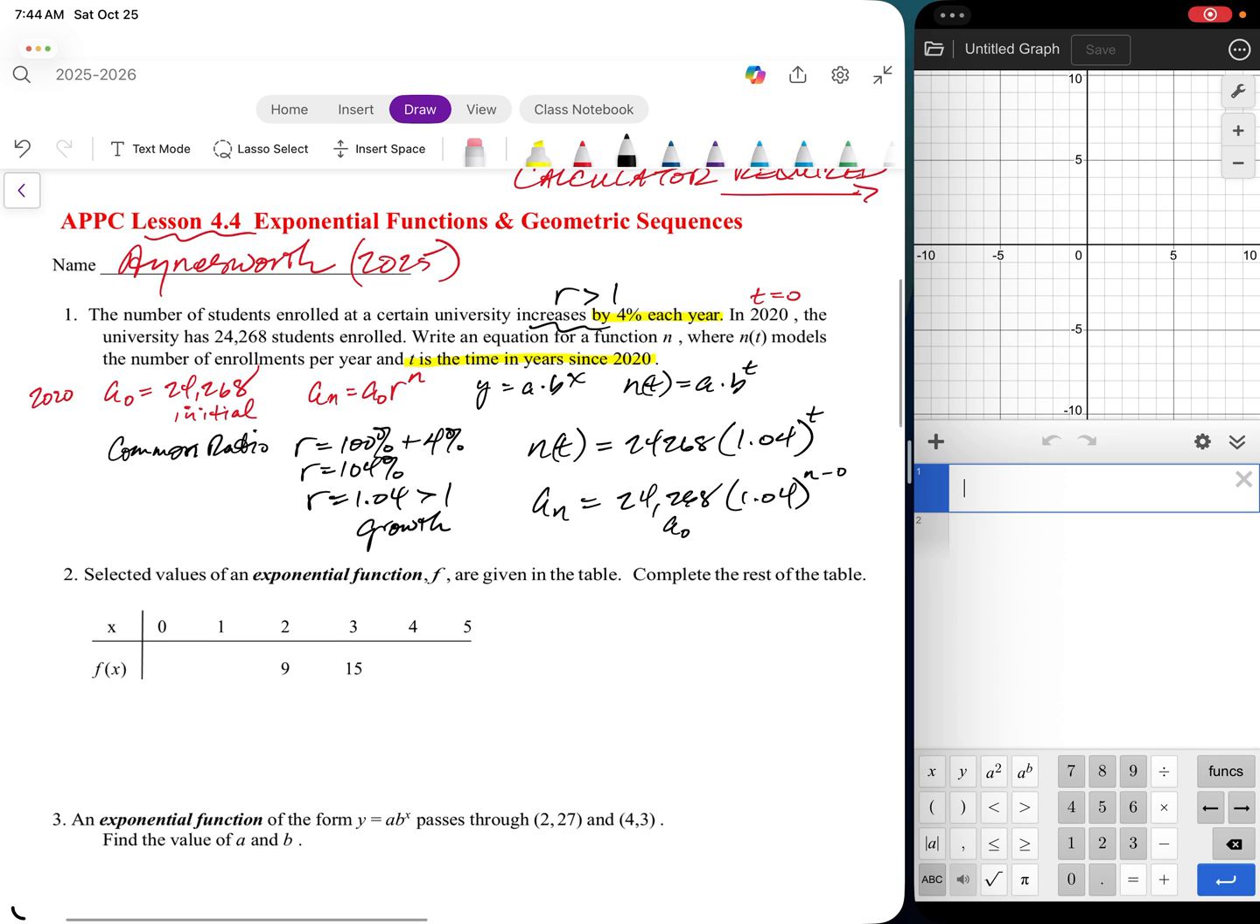So that's simple. It's an increase of 4% per year, so our growth rate, our common ratio, is 1.04, coming from 104%. Whenever it's greater than 1, things increase over time. When it's less than 1, it decreases over time.